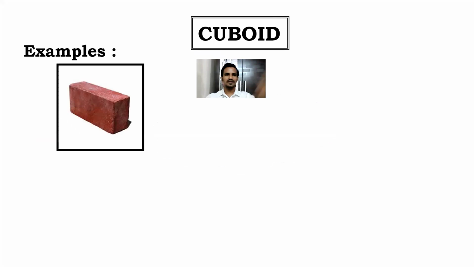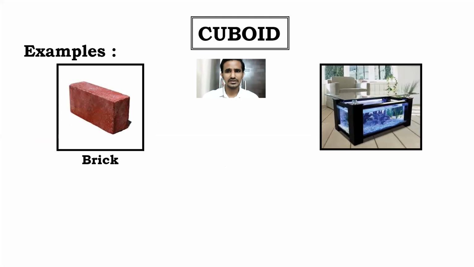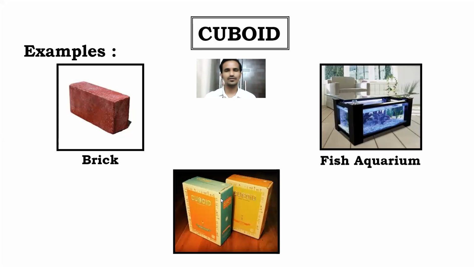The easiest example we'll take is a brick. We can also take the fish aquarium. These are a few examples of a cuboid, any box. For example, I can show you this one. As you can see, I have this box. Any box, for that matter, is a cuboid. This is a cuboid.